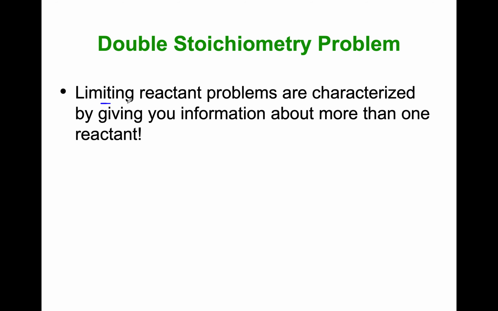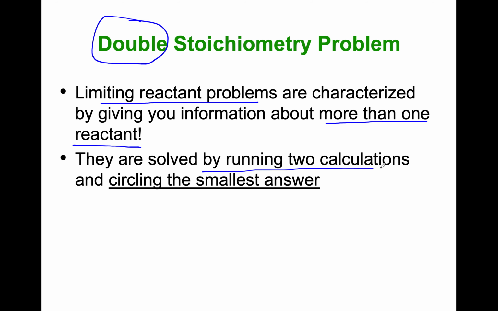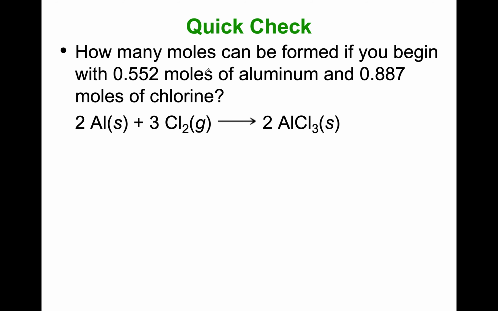So, limiting reactant problems, we have more information than what we've previously been working with. Okay, that can get confusing for sure. You see right here, this is a double stoichiometry problem. So you solve this by running 2 calculations, and then you realize, just like with our pancakes, we want to circle the smallest number. Remember, the smallest number is the one that's going to be the limiting reactant. It runs out first. So let's take a look. How many moles can be formed if you begin with 0.552 moles of aluminum and 0.887 moles of chlorine?